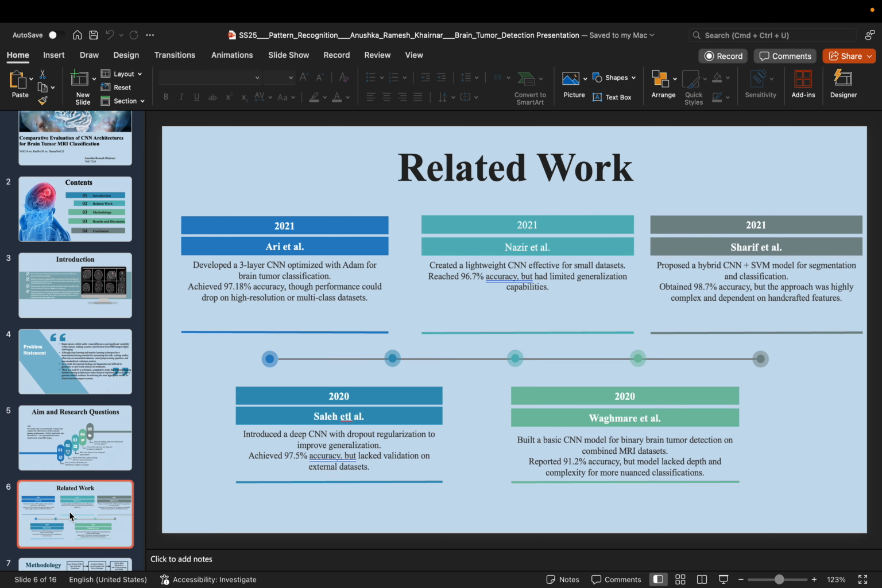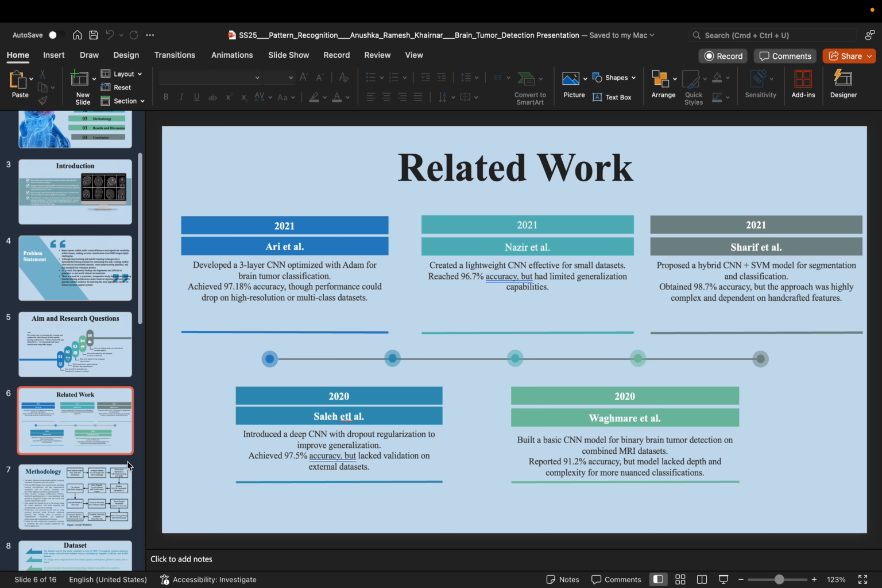So now let's see the related work. Let's take a look at some related work. In 2021, researchers such as Wagmare, Salih et al. and Sumro et al. explored deep learning approaches for brain tumor detection. These studies confirm the growing adoption of convolutional neural networks in medical imaging and serve as a strong foundation for the current research.